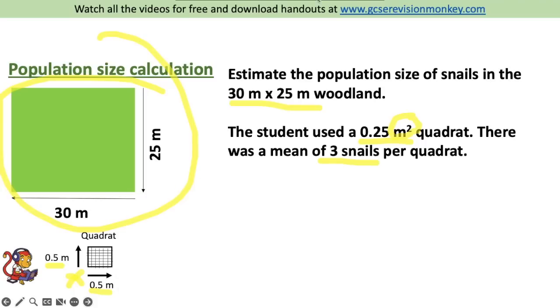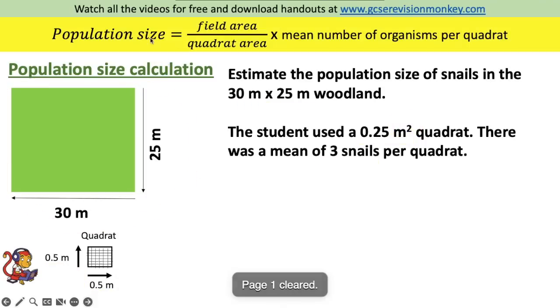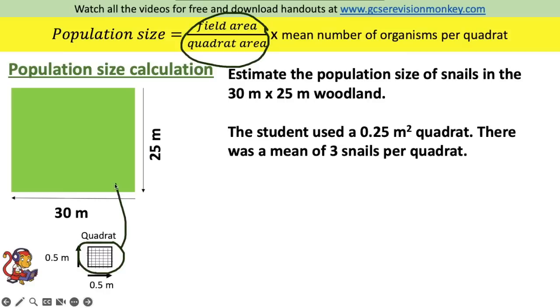So reminder of the equation that we need to use is population size is equal to field area divided by quadrat area multiplied by the mean number of organisms per quadrat. Because this first bit will tell you the number of quadrats that would fit in a field. So the field area divided by the quadrat area would tell you how many of these quadrats would fit side by side in the field. And then if there was a mean number of 3 snails per quadrat, multiply that by 3, and that will give you an estimation of the population size.